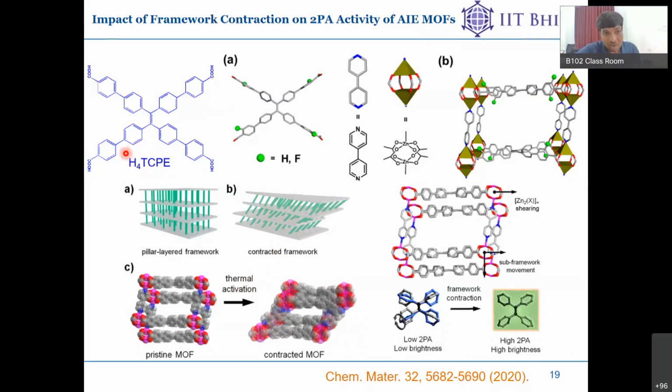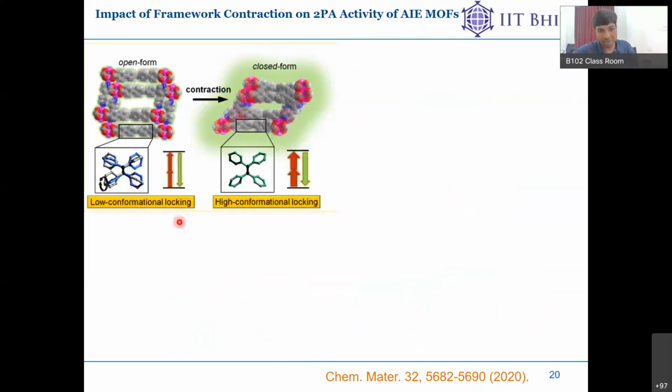Not only this, as I said, these TCPE molecules have phenyl rings which continuously rotate. But we have proven that when your pillar layer structure moves from the pillar layer to the contracted structure, since the layers are coming closer, the rotation of these phenyls is reduced, which means your thermal relaxation is going to be reduced, which also helps in the enhancement of optical activity as well as non-optical activity.